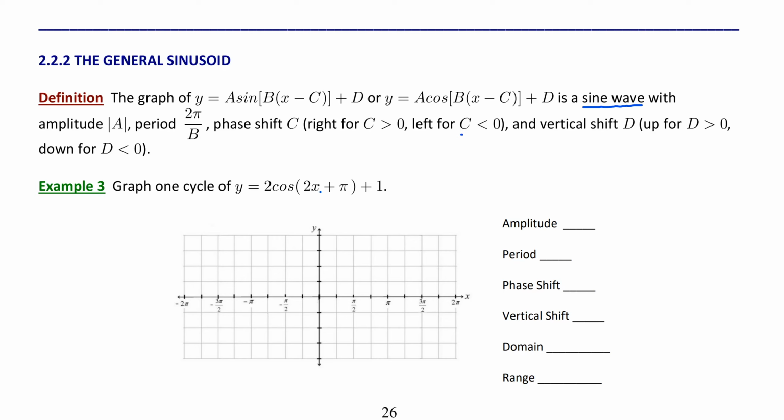However, if c is negative and I'm subtracting a negative, this sign is going to show up to be a positive. If I see a positive in that position, then we have a phase shift to the left. So the phase shift really goes the opposite direction as indicated by this sign. So number one, we have to be sensitive to the sign.